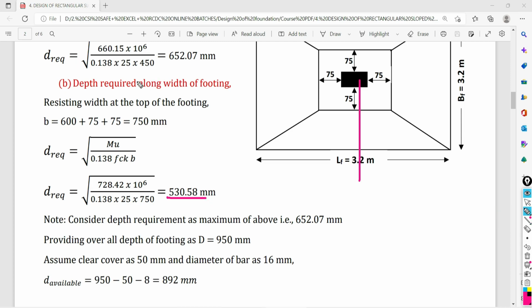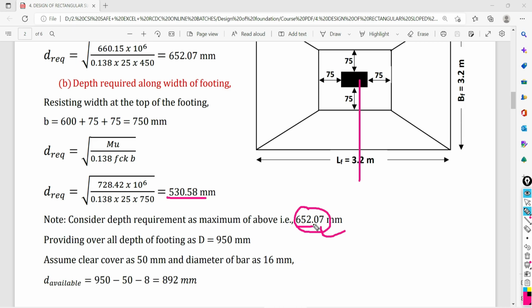Now two values we are having. One is the depth required at 652, another depth required as 530. So amongst these two values, we have to consider the maximum one, you know very well. So accordingly, we are going to do that. Consider the depth requirement as maximum of the above two values. So I am going to decide that I will provide the 652.07 mm. So this is the effective depth. This is what actually the effective depth required for your flexure.